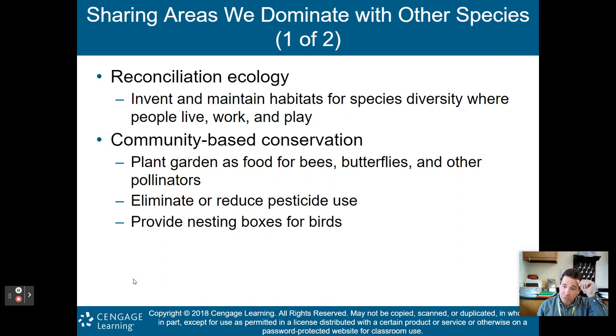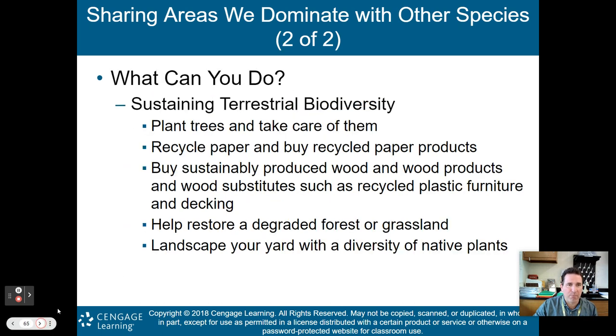We can use community-based conservation, plant gardens as food for bees, butterflies, and other pollinators, eliminate or reduce pesticide use, and provide nesting boxes for birds in your backyard. What else can you do to help sustain terrestrial biodiversity? Plant trees and take care of them, recycle paper and buy recycled paper products, buy sustainably produced wood and wood products and wood substitutes. Again, we've talked about this before.